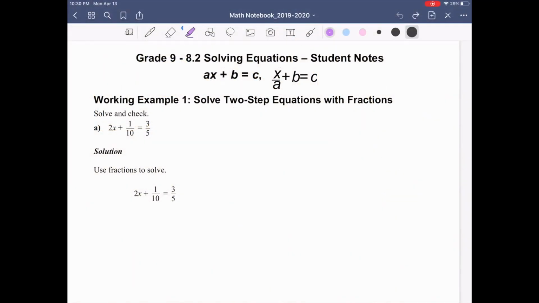Assalamu alaikum, grade 9s. Today we're going to be learning section 8.2, which is solving equations, but they are going to be two-step equations. They'll look like this or like this, so those two formats.